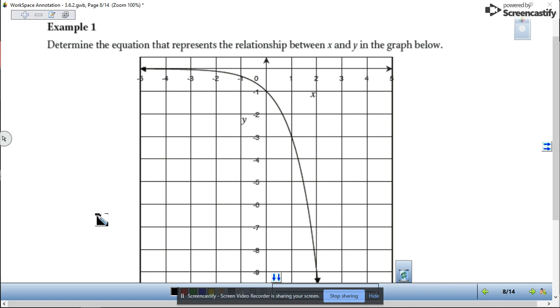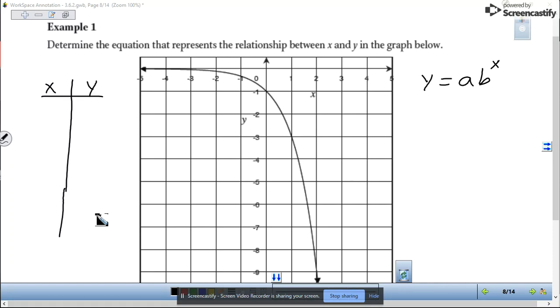All right, guys, for example 1 here on 362, determine the equation that represents the relationship between x and y. So we're going to start with trying to pick some points off of this function. The other thing we should automatically know is that this is exponential, right, which is y equals a times b to the x power.